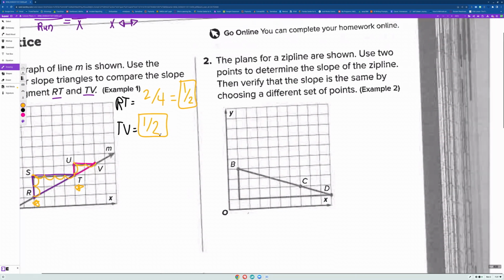So looking at number 2, we have the plans for a zip line shown. Use 2 points to determine the slope of the zip line. Then verify that the slope is the same by choosing a different set of points. So for this one, I'm going to choose the points D and C. And then I'm also going to look at C and B. And then let's create a point right here, and let's call that E.